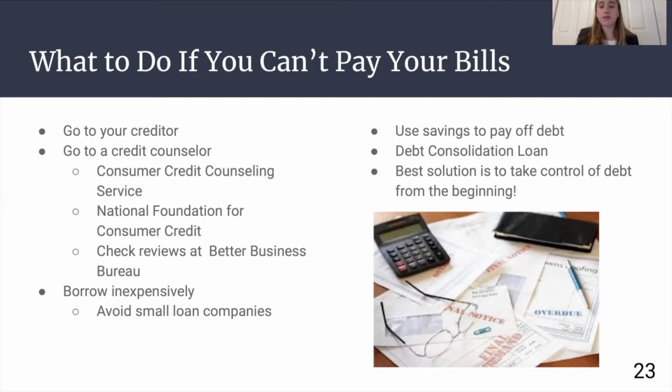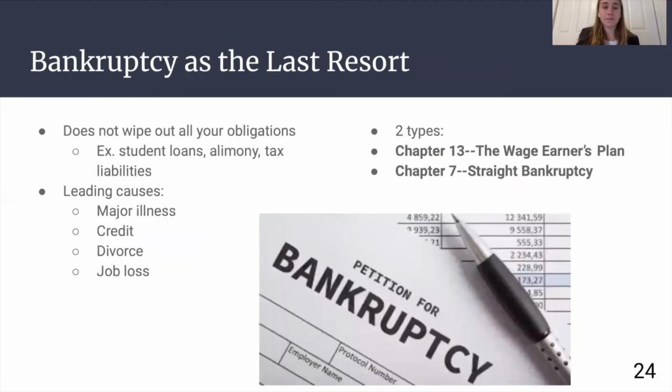But the best solution is to take control of your debt from the beginning. Now, bankruptcy as a last resort. This does not wipe out all your obligations. You still have to pay student loans, alimony, and tax liabilities. Leading causes of bankruptcy are major illnesses, because hospital bills can be expensive, and you may also lose your job and source of income if it is severe.